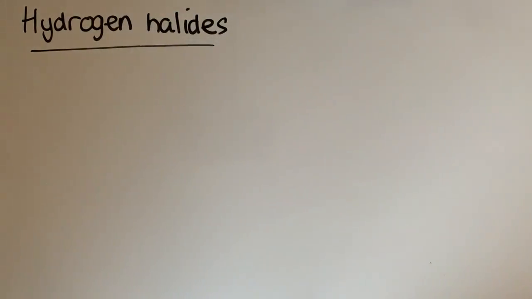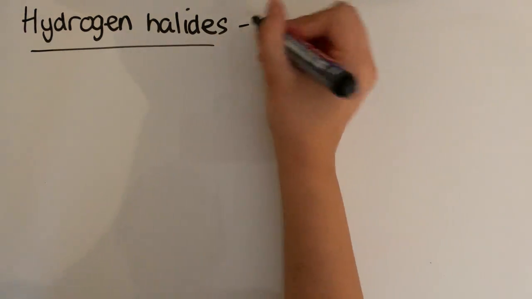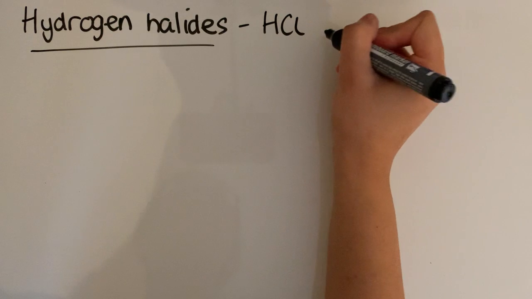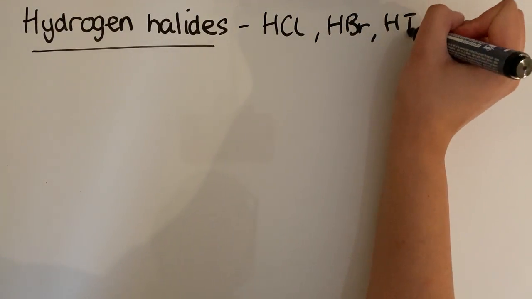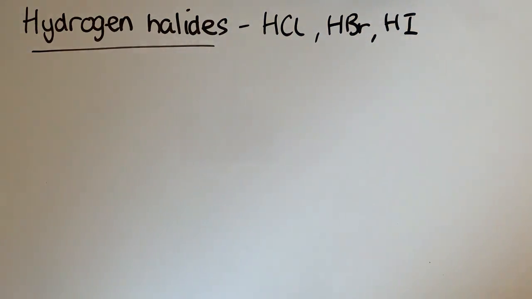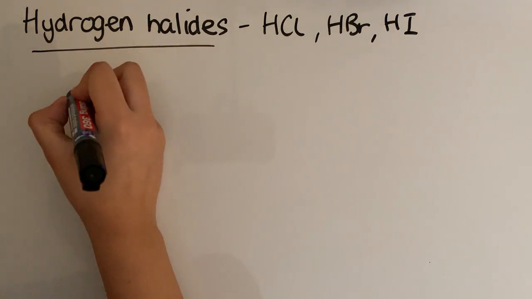Right, we're now going to have a look at the reaction of alkenes with hydrogen halides. So just to recap, hydrogen halides could be hydrogen chloride, hydrogen bromide, or hydrogen iodide. And in terms of their reaction, again, it's going to be an addition reaction. So let's firstly do the overall reaction.